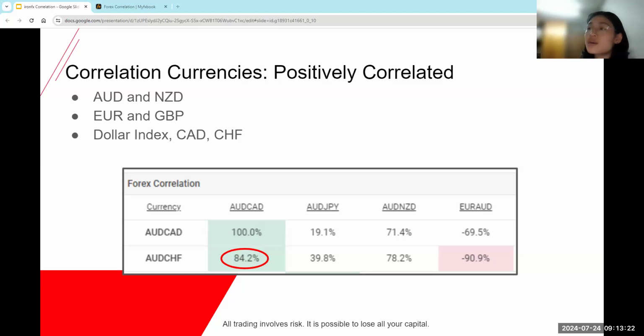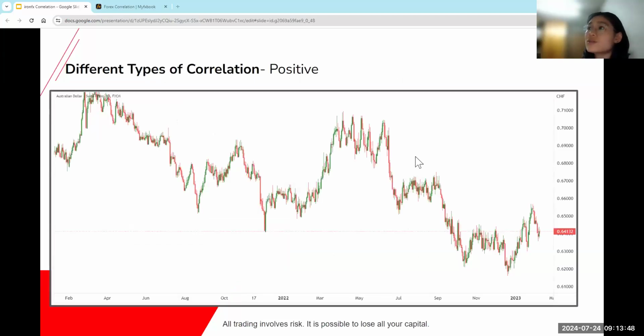Okay, so in this example that we're going to look at, we're looking at the AUD CAD and AUD franc. And you can see it has a pretty positive correlation of 84.2%. So remember, we only take into account a positive correlation of plus 80%, and less than minus 80%.